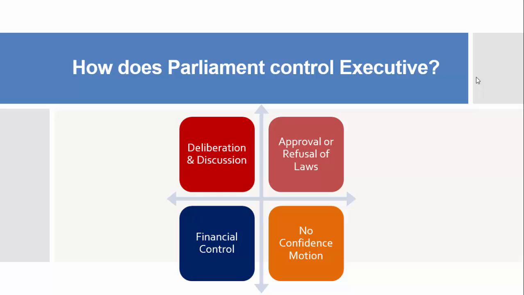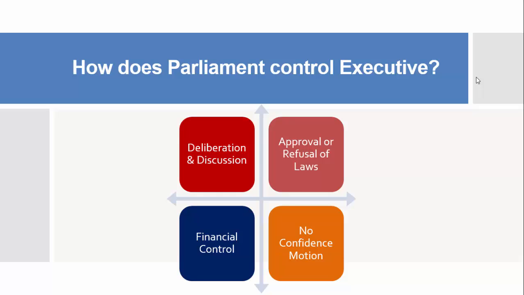Number one, deliberations and discussion. Members of Parliament get the opportunity of discussion on various occasions such as the law-making process, question hour, zero hour, half an hour discussion on matters of public importance, and adjournment motion. Members criticize the government and represent the problems of their constituencies.